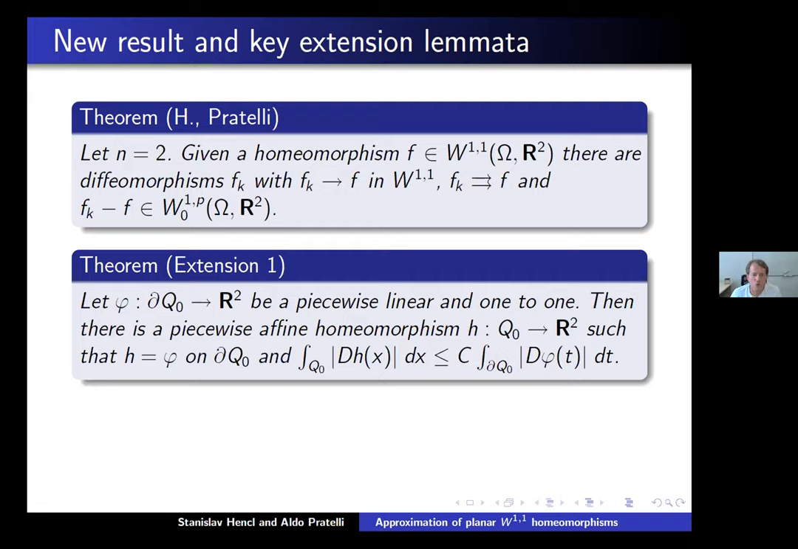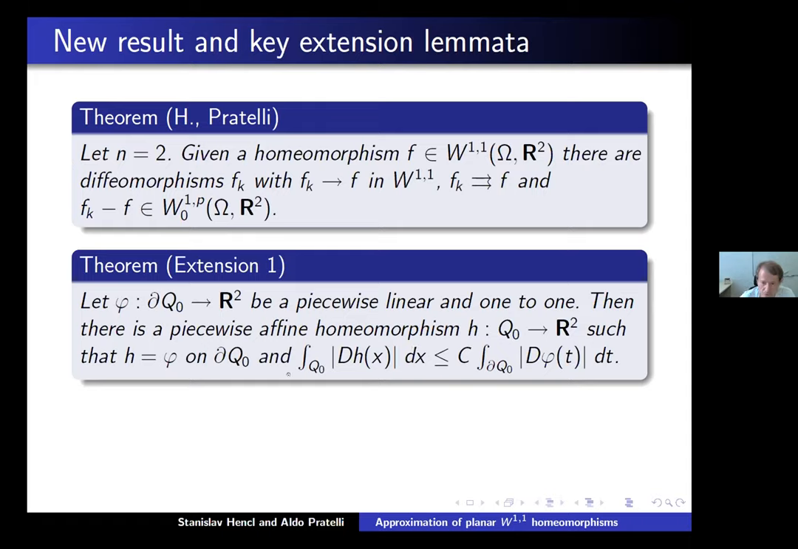So we have a unit cube Q0, and we have a mapping from the boundary of the unit cube to R^2, which is piecewise linear and one to one. So essentially, I have a cube, and I map it to something piecewise linear. And I know that the restriction to the boundary is one to one. And then I can extend it inside as some piecewise linear mapping. And what is important is that I control the energy of the extension by the energy of the boundary datum.